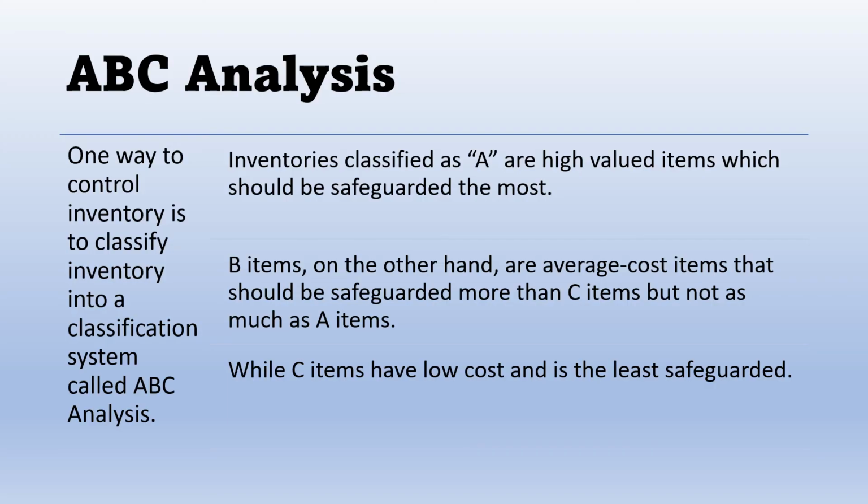In ABC analysis, one way to control inventory is to classify inventory into a classification system called ABC analysis. How to do this? Inventories classified as A are high-valued items which should be safeguarded the most. B items, on the other hand, are average cost items that should be safeguarded more than C items but not as much as A items. C items have low cost and are the least safeguarded.